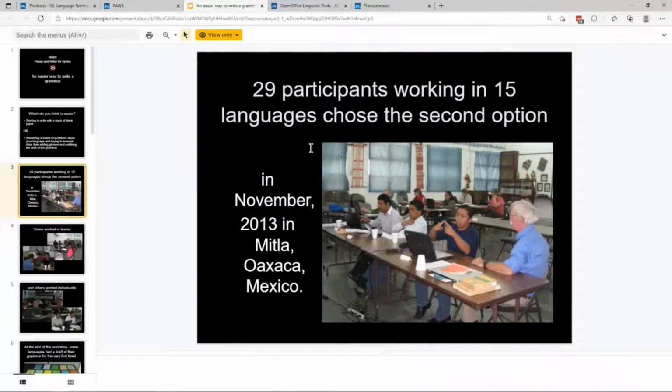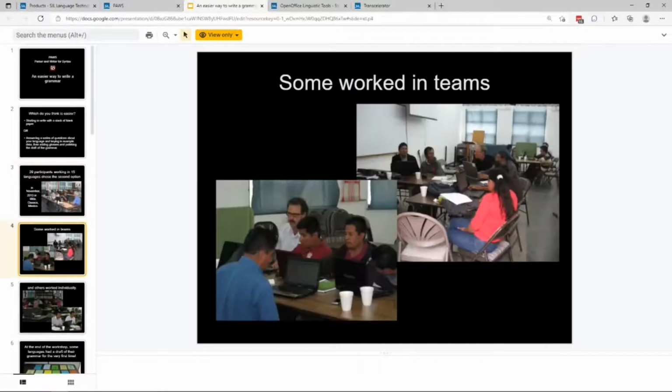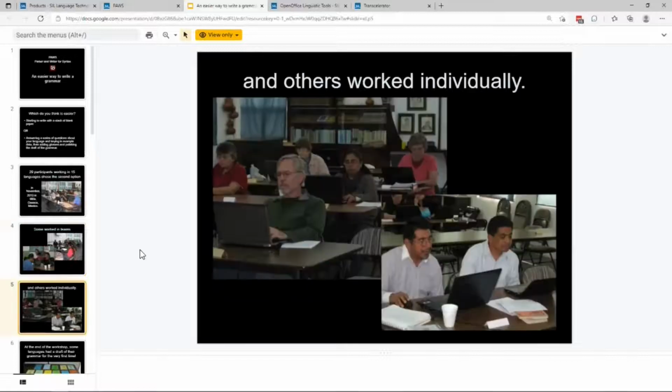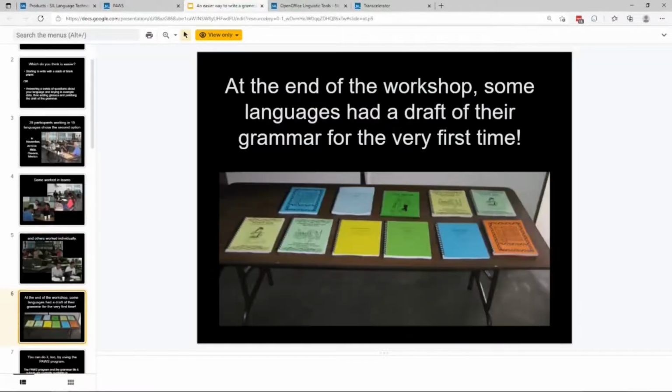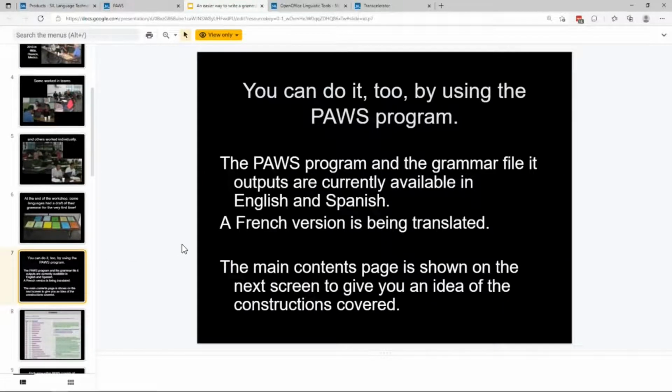In this example, in Mitla in 2013, there were 29 participants in 15 languages. Some of them were in teams and others worked individually. When they were done, they had drafts of their very first grammar. So it's an encouragement that you can do it too. This would be interesting.